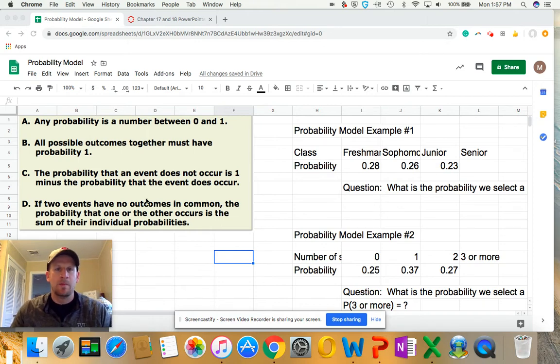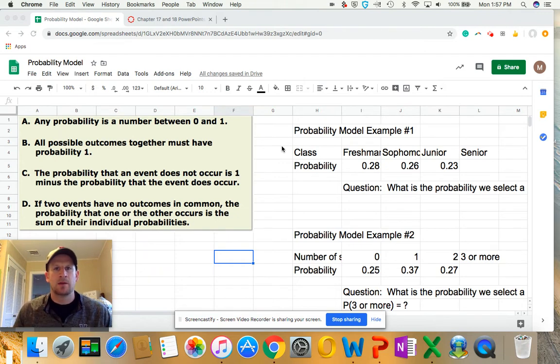So number one, any probability is a number between 0 and 1. Think in terms of a percentage. Any percentage can take on any value from 0% to 100%. The same applies for probability, it has to go anywhere from 0 to 1 inclusive. For part B, all possible outcomes together must have a probability of 1. Part B is what we are going to model in both of these examples.